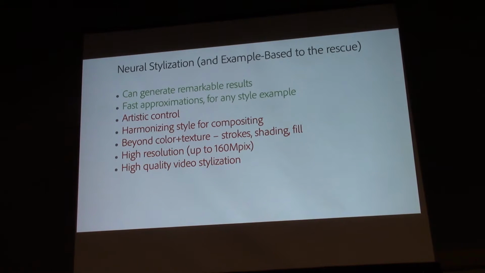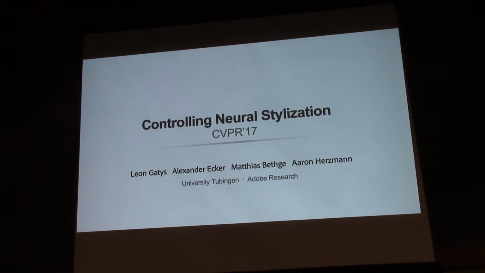I'll be talking about what's next beyond color and texture. I would argue that color and texture are mostly solved already with current algorithms, and what's not working so well are the more structured aspects of style, such as strokes, shading, different kinds of fields. I'll show how we can go to really high resolution stylization results. In our recent paper, we got results up to 160 megapixels, and some high quality video stylization results.